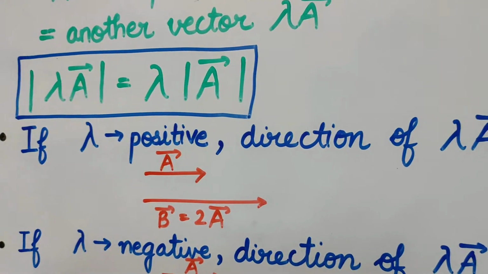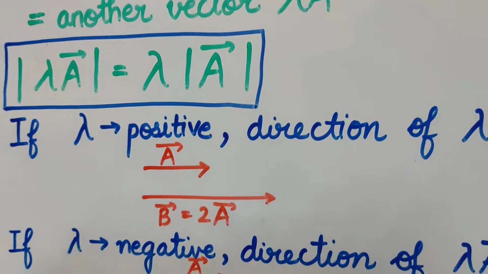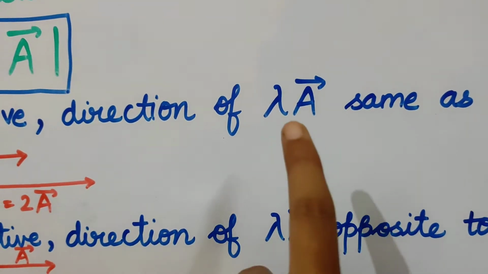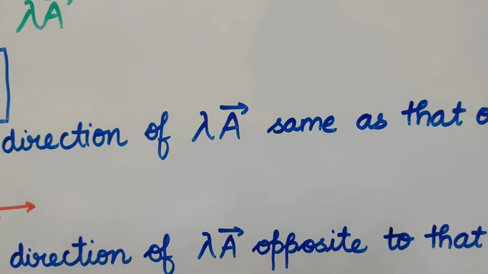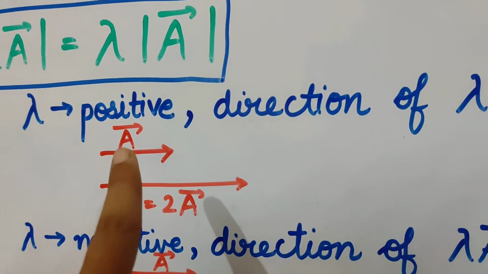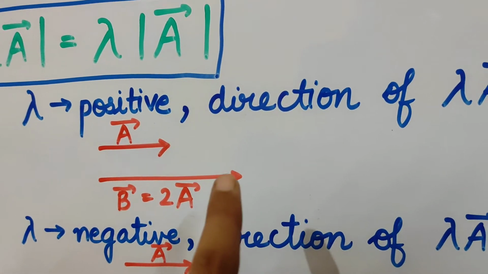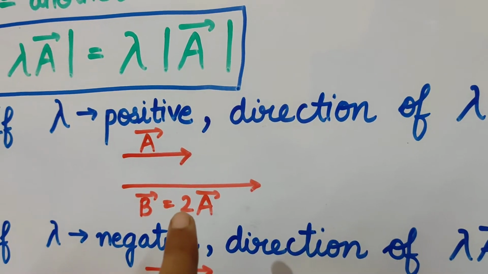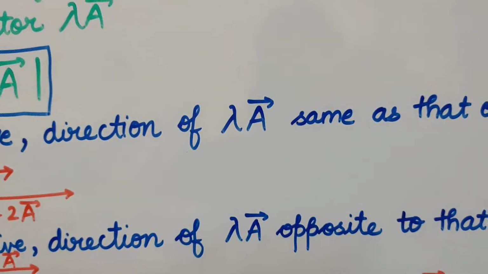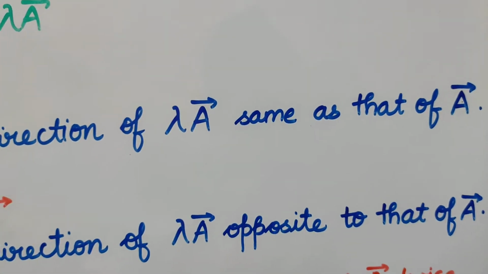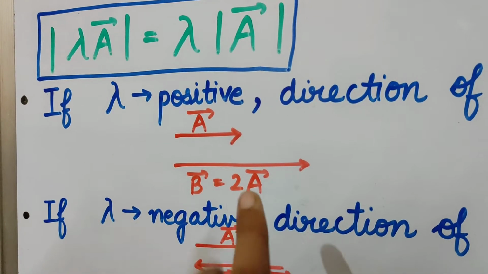Now there are a few cases we have to consider. Let us suppose this lambda is positive. So the direction of this new vector lambda A will be the same as that of vector A. As you can see in this figure, if A is in this direction and B, which is lambda A, let us suppose lambda is equal to 2, is in the same direction, then the direction of lambda A vector will be the same as that of vector A. In this case lambda is 2, which is positive.